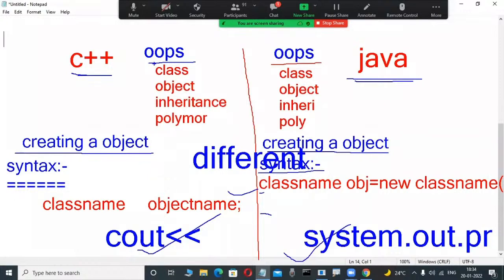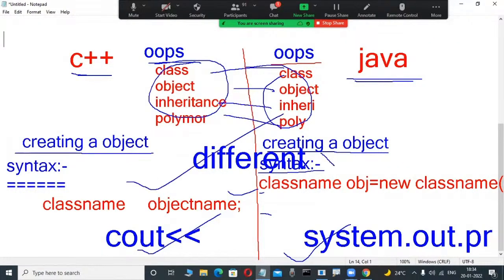But conceptually, are the OOPS concepts the same or not? Same. What is a class? What is an object? What is inheritance? What is polymorphism? Same. But syntactically totally different. Why? Because those are two different languages, two different products from different companies. That's why functions are different and syntax is also different.